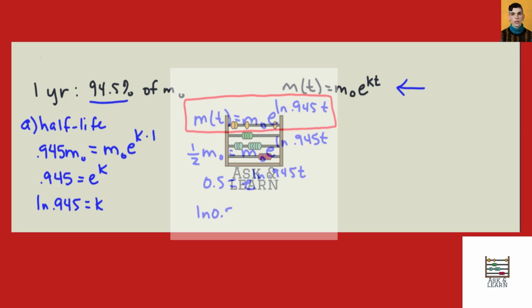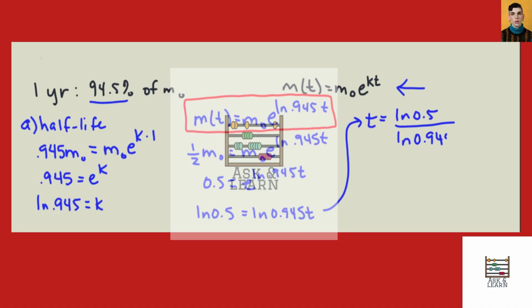And then we take the natural log of both sides, and then to get t by itself, we're going to divide by the natural log of 0.945. And we put this in the calculator, and we get approximately 12.25 years. So the half-life of this substance is about 12.25 years.